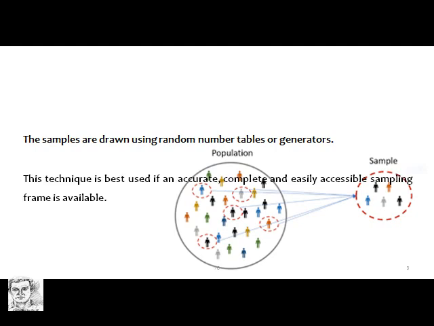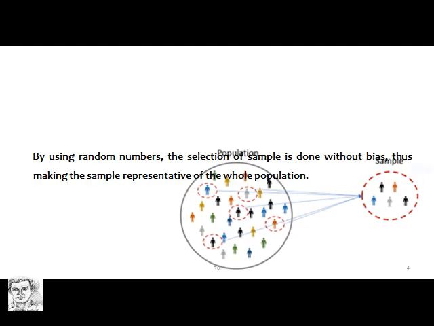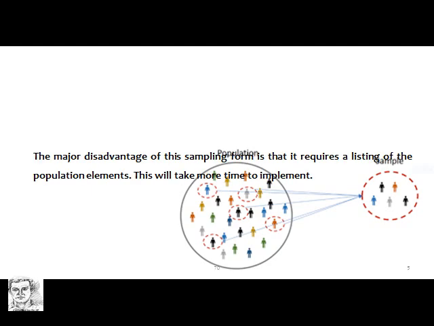This technique is best used if an accurate, complete and easily accessible sampling frame is available. By using random numbers, the selection of sample is done without bias, thus making the sample representative of the whole population. The major disadvantage of this sampling form is that it requires a listing of the population elements. This will take more time to implement.